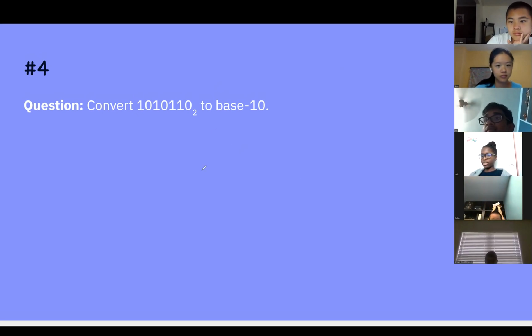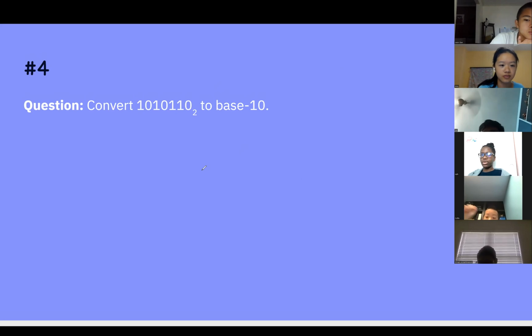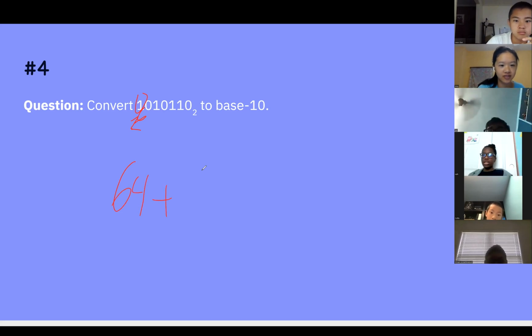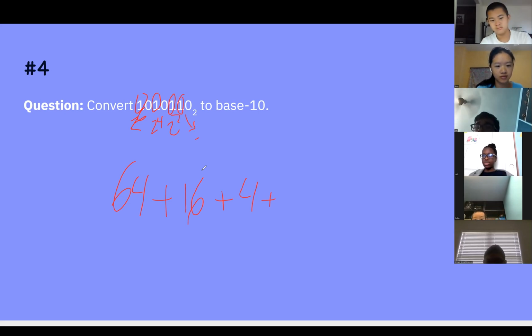Yeah, so people are getting the right answer. You go with the highest place value, which is the 7th place. Yeah, 2 to the 6th power, which is 64. And then the next highest is 2 to the 4th power, which is 16. And then the next highest, 2 to the 2nd power, which is 4. And then next, 2 to the 1st power, which is 2. And you add it all up, and it's 86.